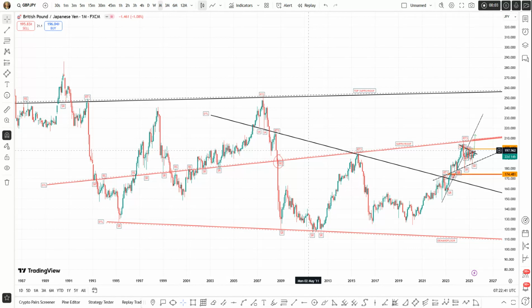So let's look at GBPJPY on monthly time frame. And I like to look back into the price action starting from 1989. In 1989, price created a top layer supply roof two times.